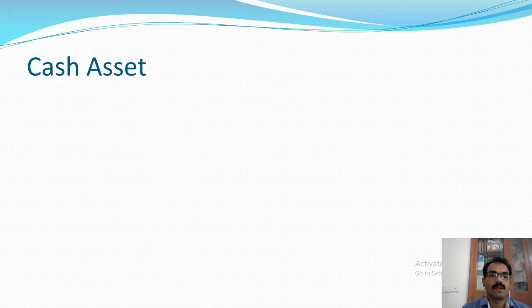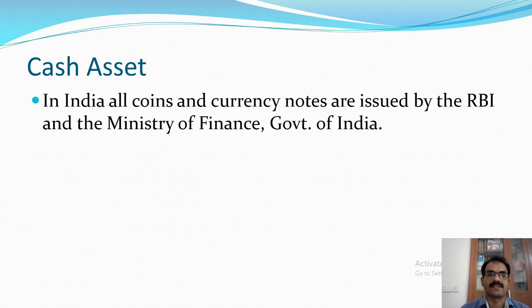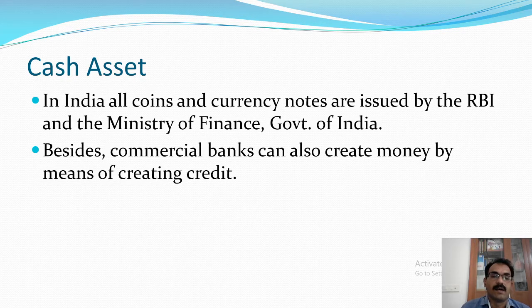Then now, cash assets. What is the meaning of a cash asset? In India, all coins and currency notes are issued either by the Reserve Bank of India or by the Ministry of Finance, Government of India. Except for 1 rupee notes and coins, which are issued by the Ministry of Finance, currency notes and coins are issued by the Reserve Bank of India. Besides these, commercial banks can also create money by means of creating credit.